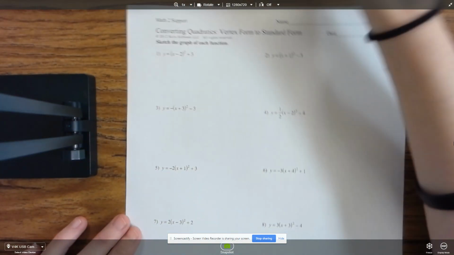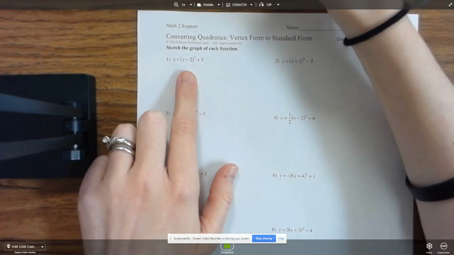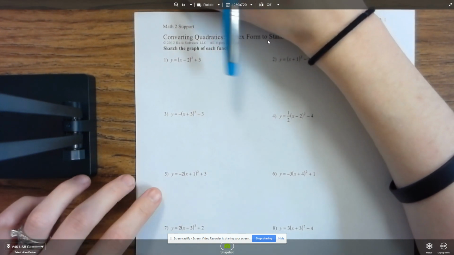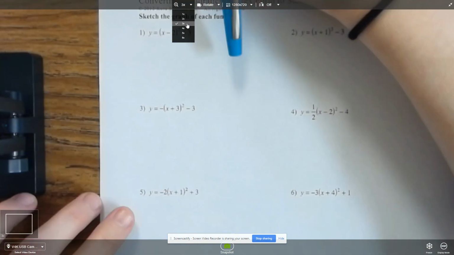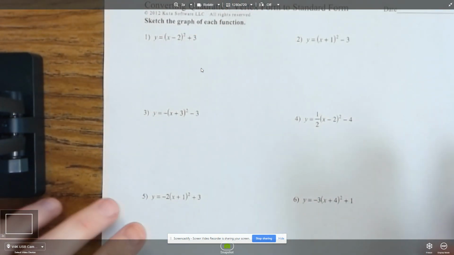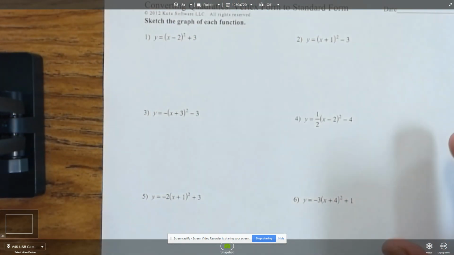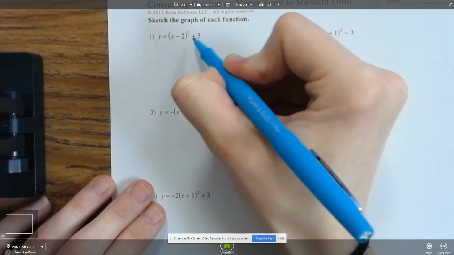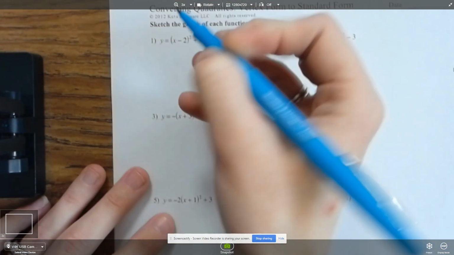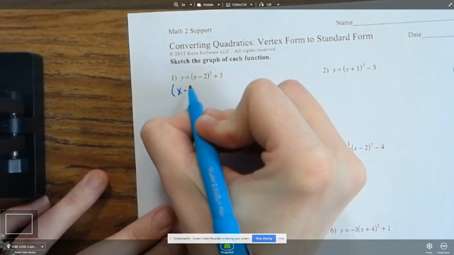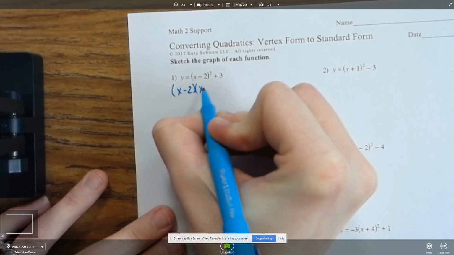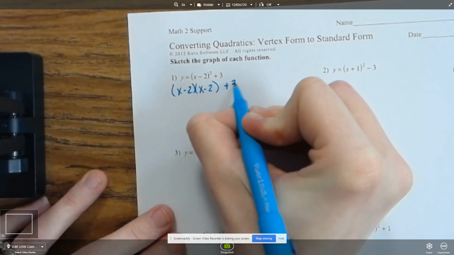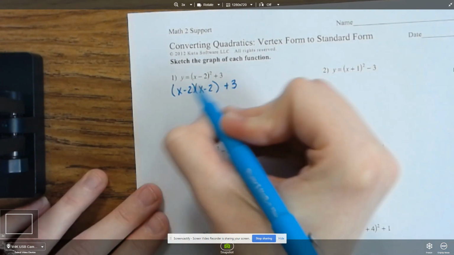This video is converting equations in vertex form to standard form. And I'm going to zoom in a little bit here. Okay, so remember when we're going from vertex to standard form, what we can do is we can FOIL what's inside these parentheses in being squared. And so x minus 2 squared is the same as x minus 2 times x minus 2. And then we still have to remember that we have this plus 3 tacked on to the end.